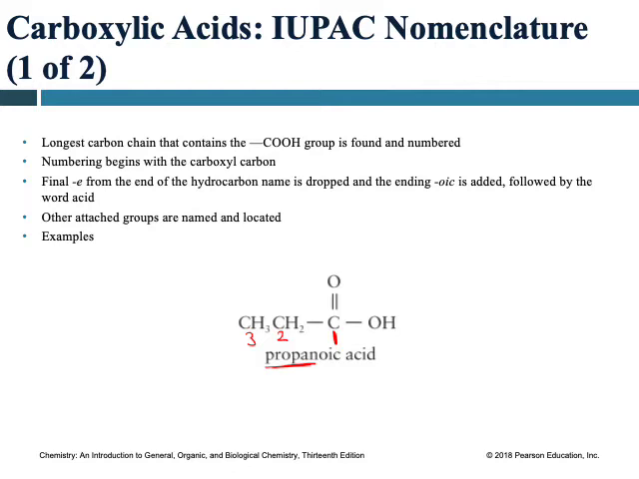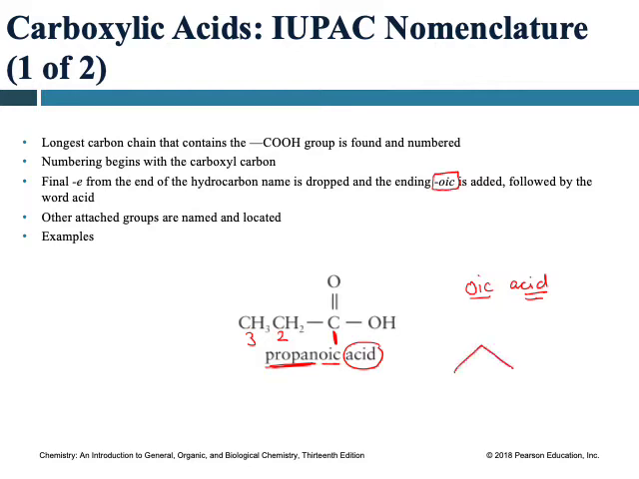A 3 carbon containing organic compound is propane, and the ending of any organic compound that has the carboxylic acid should always end with oic acid. So that means you have propane, oic, and then at the end you have to write acid. So always remember you have to end the name of the organic compound with oic, and then at the end you have to write acid, right? So in this case, propanoic acid.